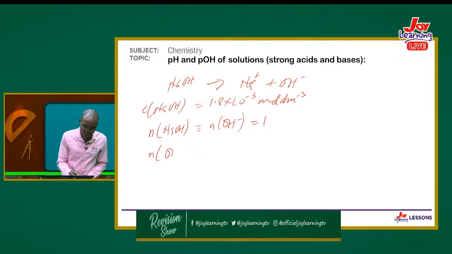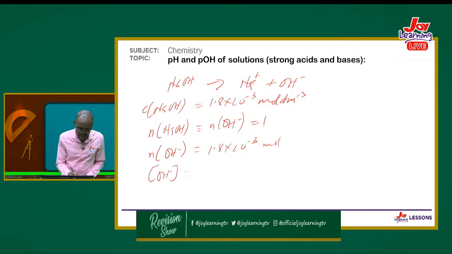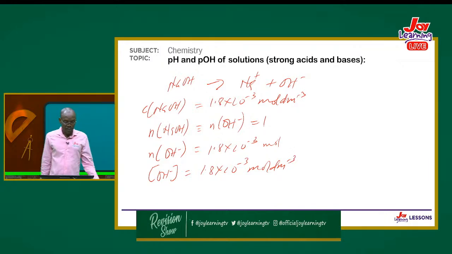Therefore, n of OH minus ions will give me 1.8 times 10 power negative 3 mole. And this mole is in 1 dm cubed. Therefore, the concentration of OH minus ions will give me 1.8 times 10 power negative 3 mole per dm cubed. So now that I know the concentration of OH minus ions, I can calculate the concentration of H plus ions and then take negative log of it to give me the pH. Or I can calculate the pOH and then subtract it from 14 to give me the pH. Whichever way, you get the right answer.